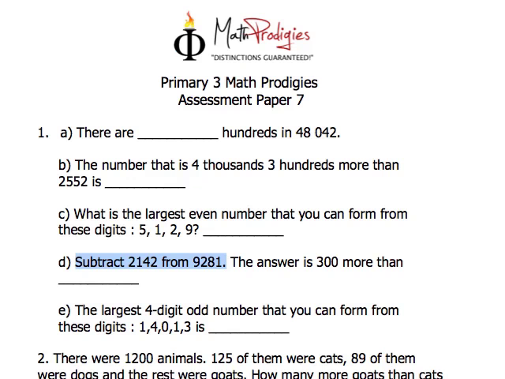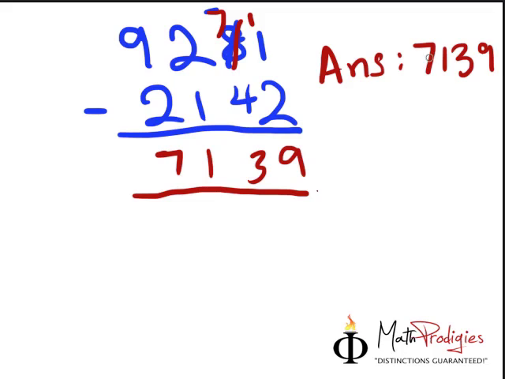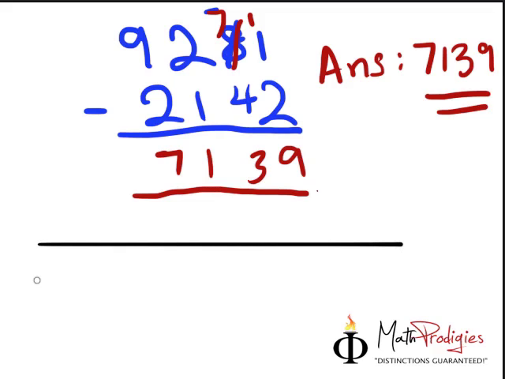And then they say the answer, which is 7139, this number is 300 more than something. So you must imagine something very cool. Imagine something called a number line. I'm going to draw a number line for you here. Let's say this number line starts from 0 all the way to 10,000, for example. Our number over here is 7139. It should be somewhere over here.